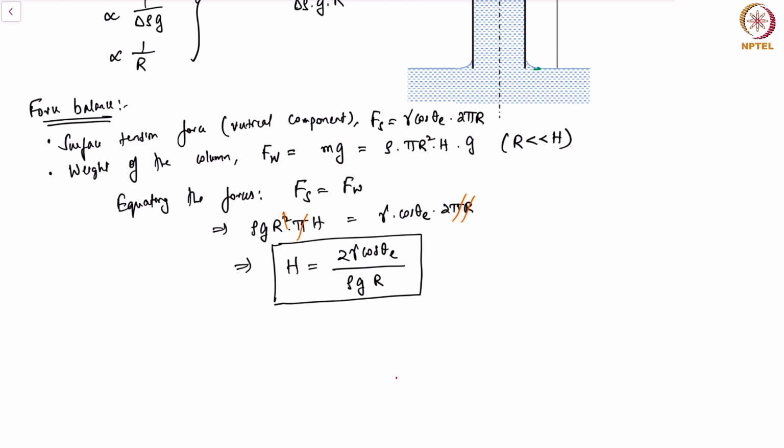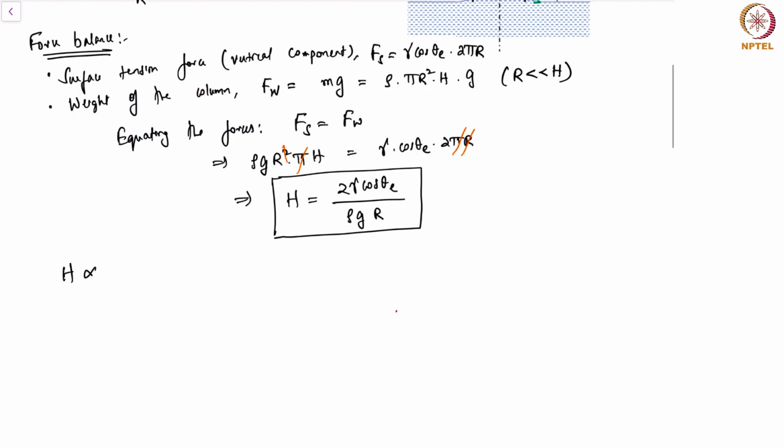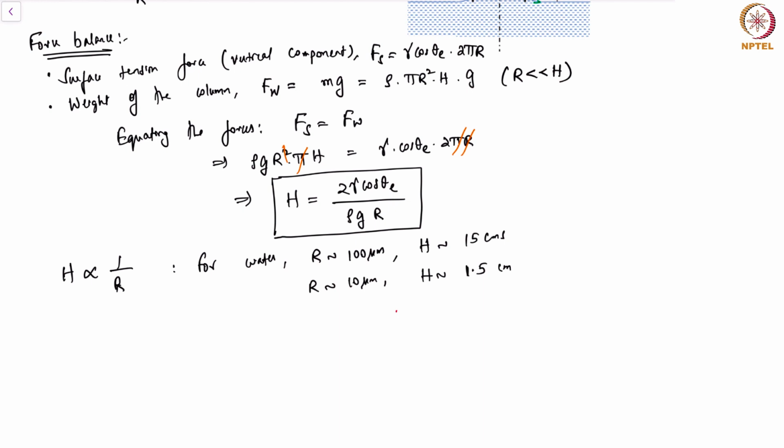Now you can clearly see that h goes inversely proportional to r. So if you have very tiny capillary tubes, then if I take the liquid to be water and r to be about 100 microns, that's 0.1 mm, which is the typical size that you will see in several plants, then the height to which the fluid would rise would be around 15 centimeters. And if r becomes 10 microns, then this height reaches 1.5 centimeters, and this can become tinier and tinier as in several systems.